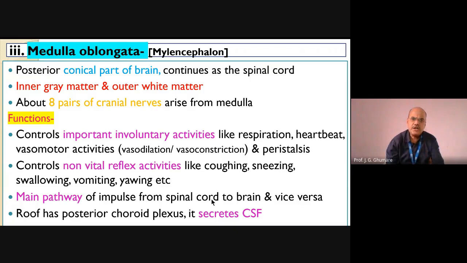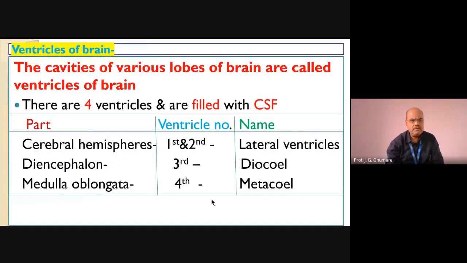What happened to that Australian cricketer? Yes, Phil Hughes suffered the same injury to the medulla oblongata, and he died at an early stage. This is something about the medulla oblongata. We'll continue as we have time.